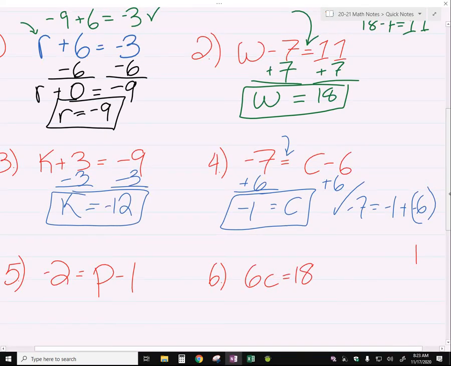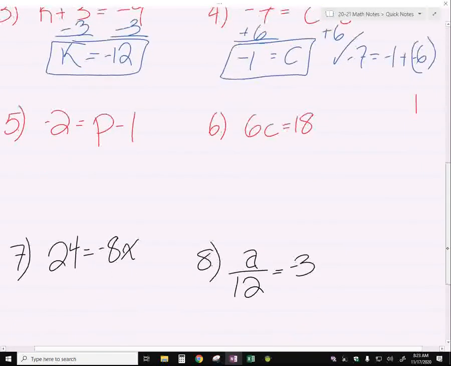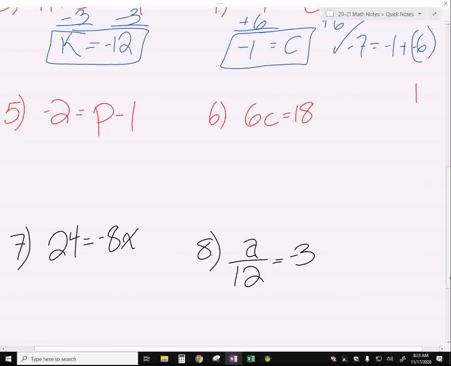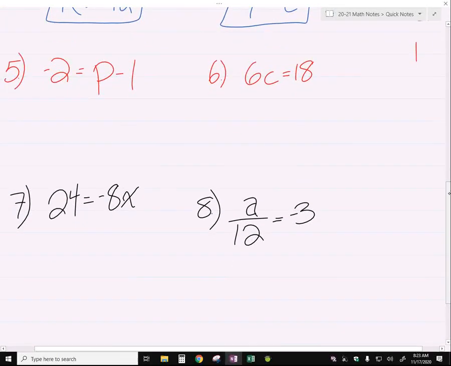All right, one more subtraction, this time with a negative. Did I do the same one? Almost. So for number 5, I have 1 is being subtracted from P. In order to undo that 1, I have to add a 1. But because of the equal sign, I have to add 1 to this side as well.